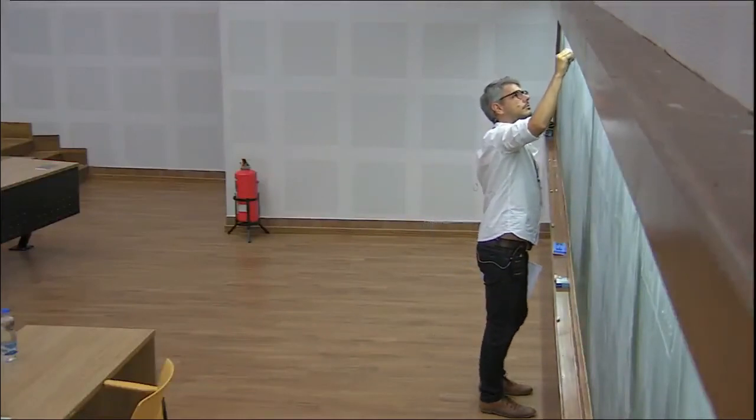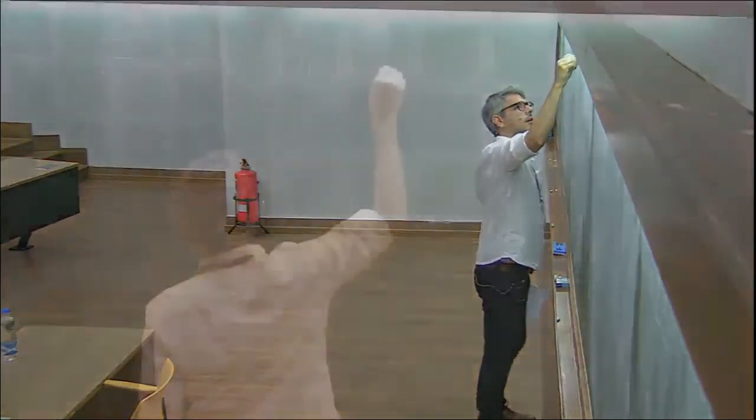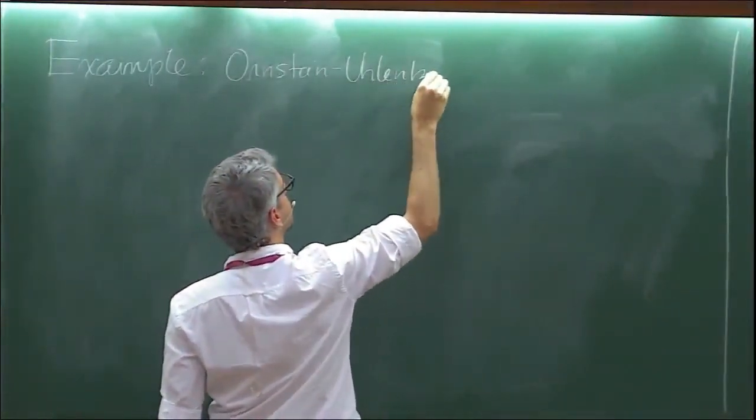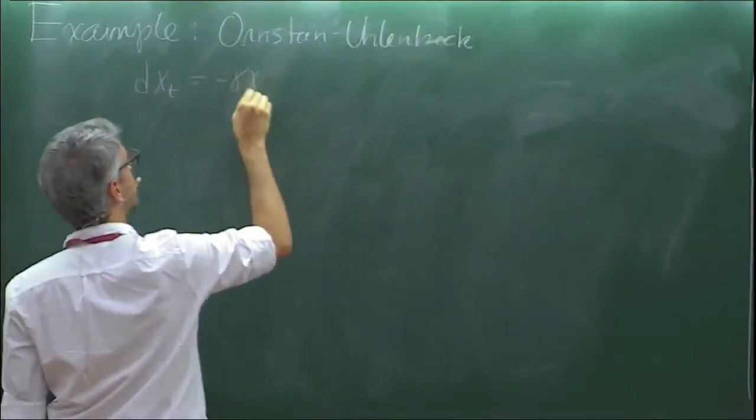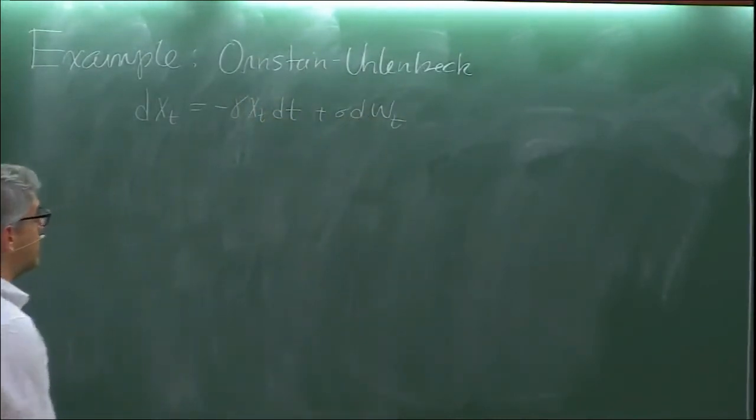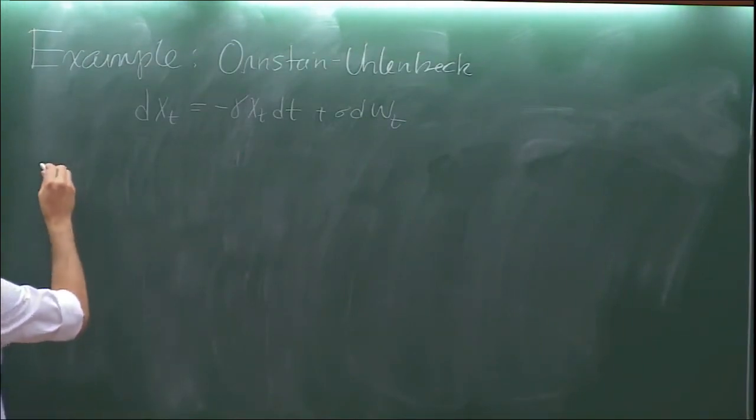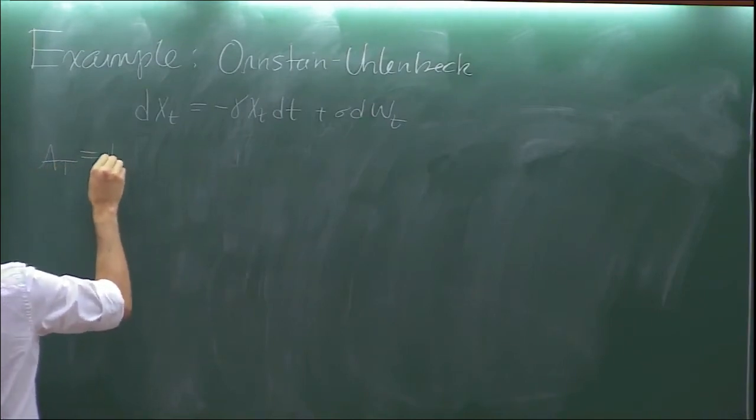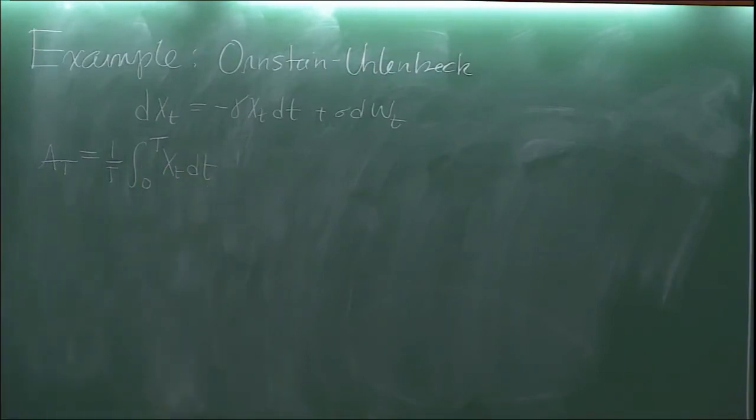Other example, Ornstein-Uhlenbeck. I start again with my process, linear process in one dimension. And now I can condition on different observables, but let's use the observables that we were dealing with before. So I can condition here on the area. So I've done the calculation. I have Rk, I have the eigenvalue, I have the rate function and everything.